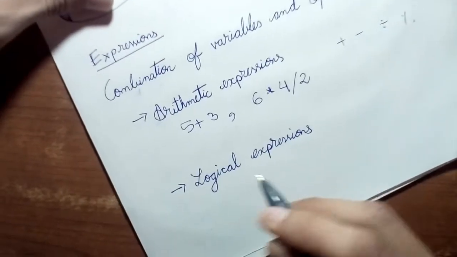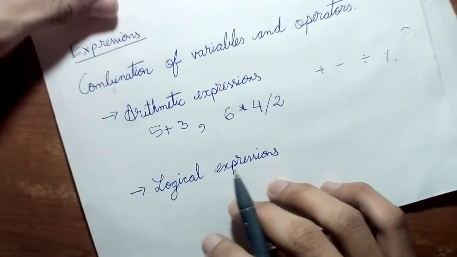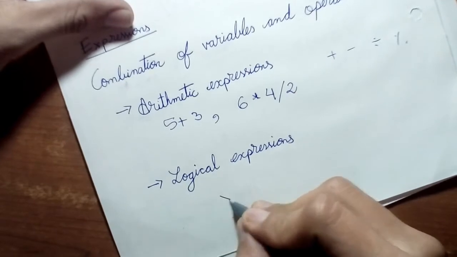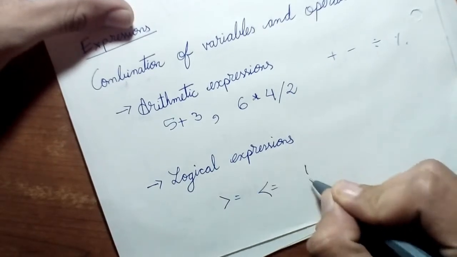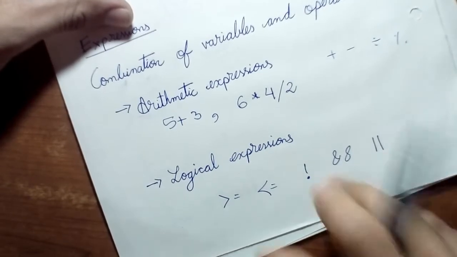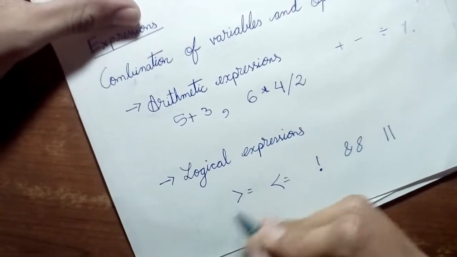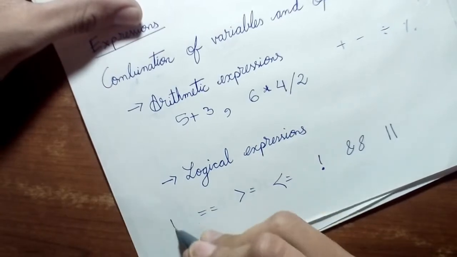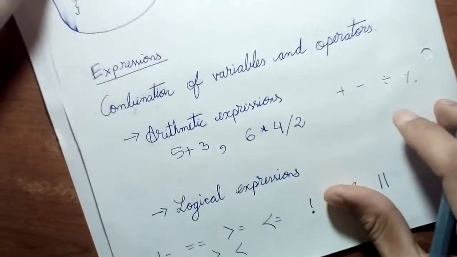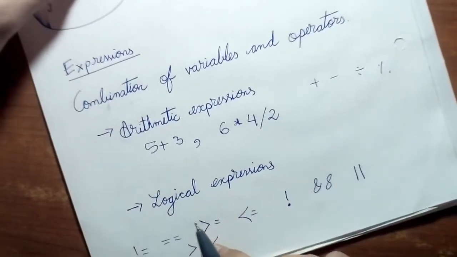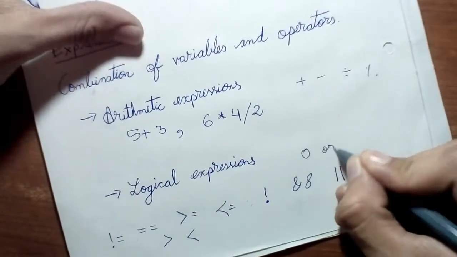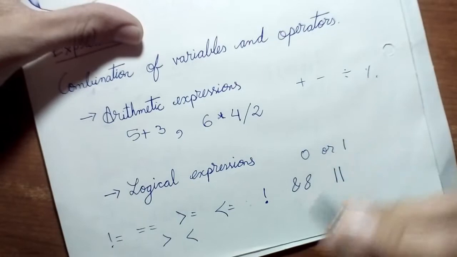Then comes the more important one, which is logical expressions. In logical expressions, we use relational and logical operators such as greater than equals, less than equals, not, and, or. These are logical operators, and these are relational operators. There are some more examples such as equals, not equals, greater than, less than. These logical expressions convert into a logical value which may be 0 or 1. 0 is false and 1 is true.